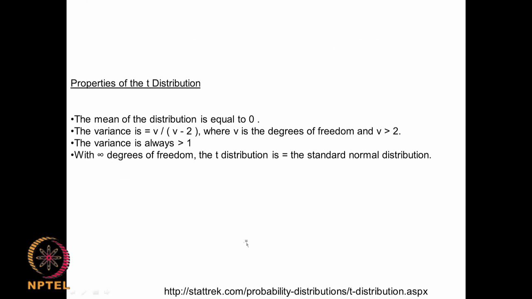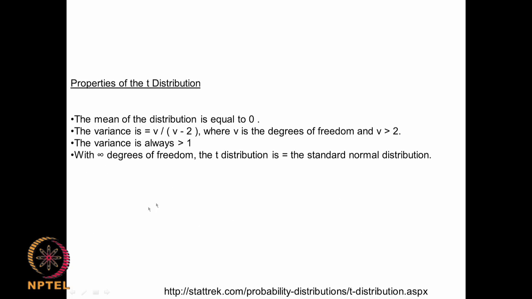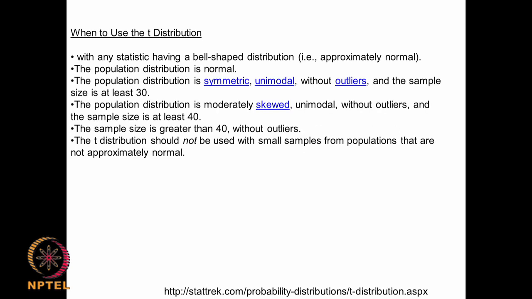So what are the properties of this t-distribution? The mean of the distribution is equal to 0, right? Because it's also symmetric, just like the normal distribution. The variance, that is the spread, is given by v divided by v minus 2, where v is the degrees of freedom and v is greater than 2. And the variance is always greater than 1. So when the degrees of freedom reaches infinity, the t-distribution reaches the standard normal distribution. But even at 30, 35, I would say it looks almost like a normal distribution. So if you have 30 samples, I think it's almost like a normal. When to use this? Any statistic having a bell-shaped, that means approximately normal, population distribution that is symmetric and unimodal.